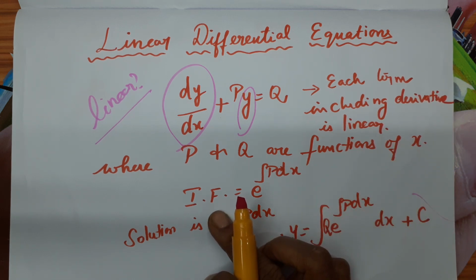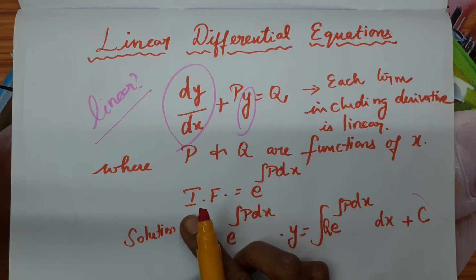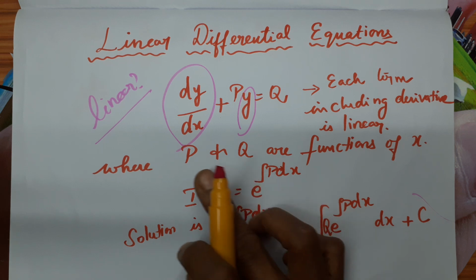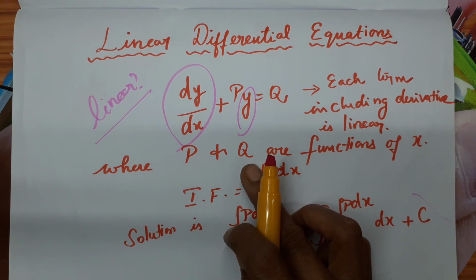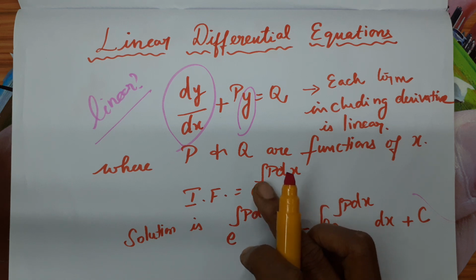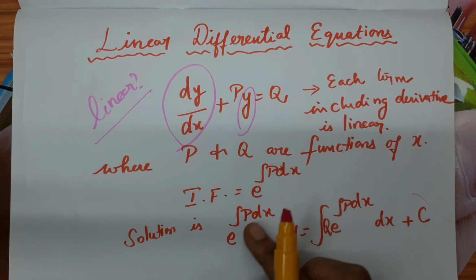First we have to find the integrating factor. In short, we call that as IF. The formula for finding the integrating factor is e power integral p dx. Since p and q are in terms of x, we have to integrate with respect to x. So the formula is e power integral p dx. And come to the solution.